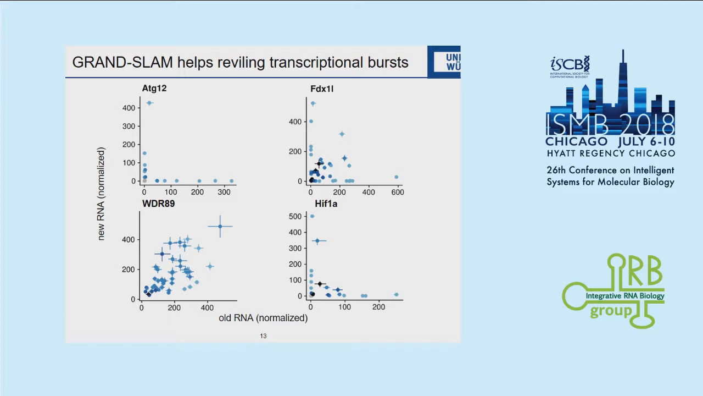And what you can see here, for example, for the well-known housekeeping gene WDR89, is that each cell always has some amount of old RNA and some amount of new RNA in it. This is what we expect from a housekeeping gene. It transcribes all the time. However, if you now look at the gene HG12, you will see that we only find cells that have either old RNA inside or new RNA inside. So we are actually able to show these transcriptional bursts with the single-cell SLAM-seq experiment using GRAND-SLAM for the analysis.